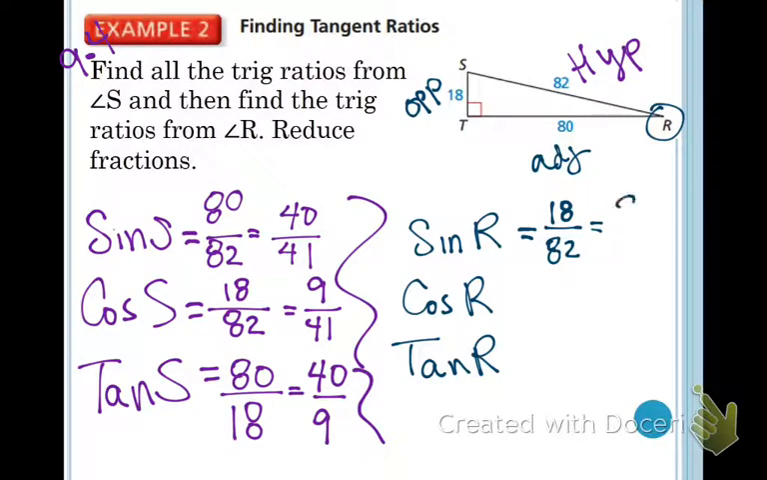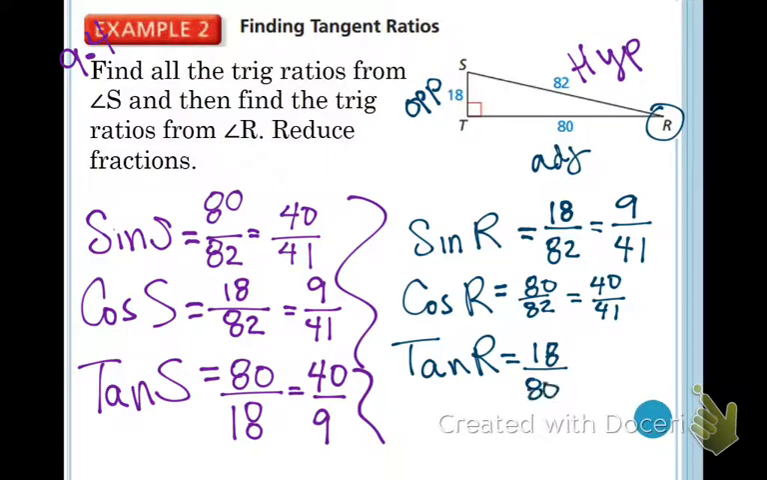We know this reduces to 9 over 41. Cosine is adjacent over hypotenuse. So that'd be 80 over 82, which reduces to 40 over 41. And the last, opposite over adjacent, which is 18 over 80, which reduces to 9 over 40.